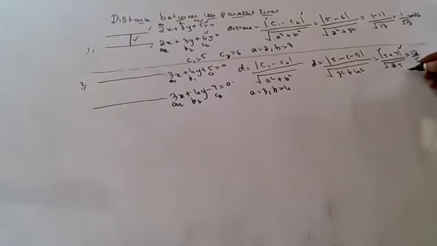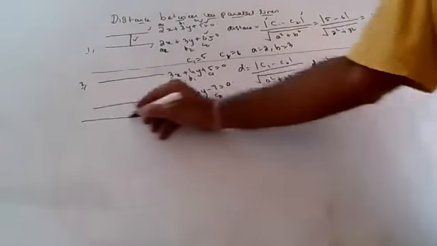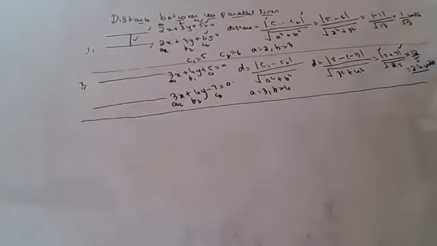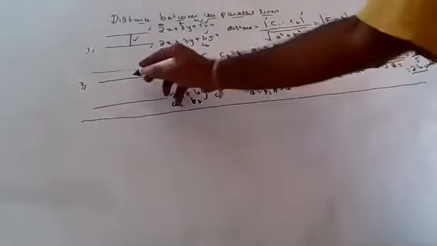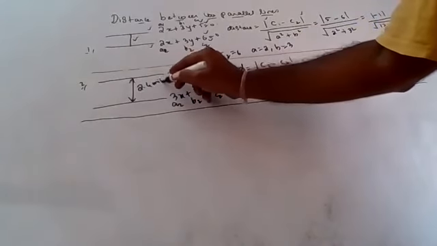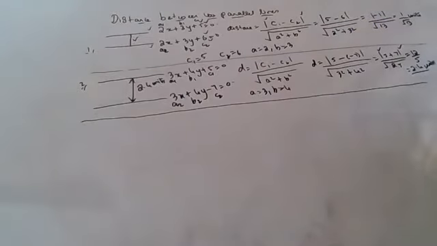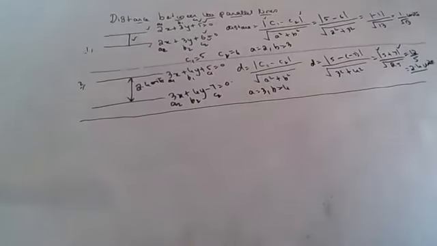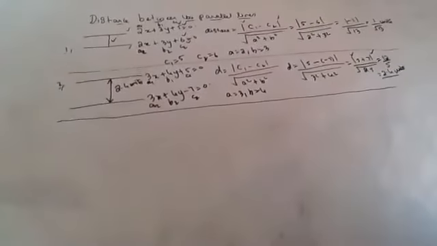12 by 5 is how much, children? 2.4 units is the distance between the parallel lines. The distance between these two parallel lines is 2.4 units, meaning the distance from here to here is 2.4 units. It can be centimeters, meters, or whatever it is. Suppose you didn't understand this concept, one more sum, children, please see here.